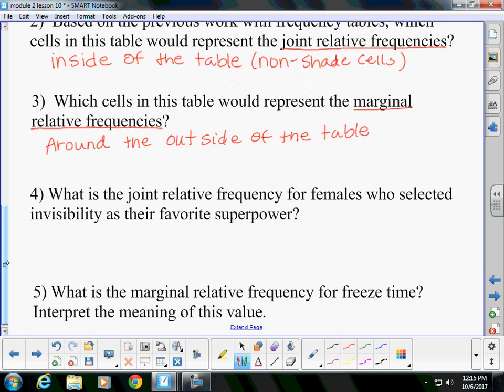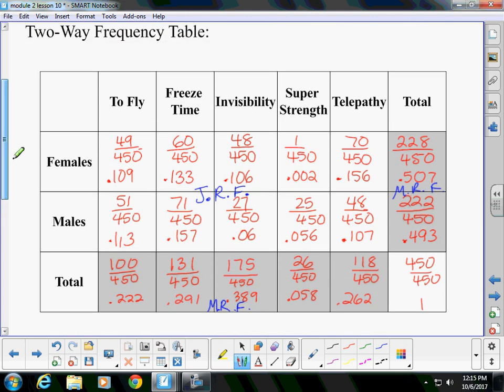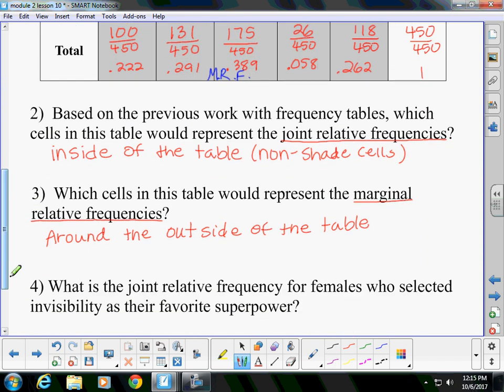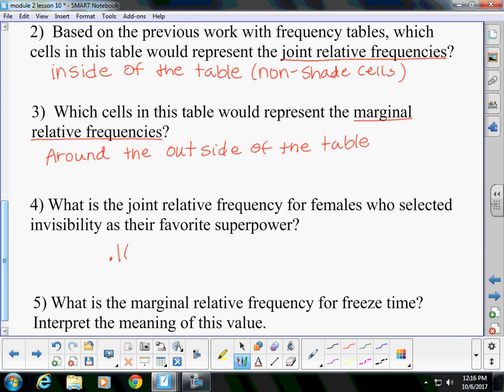What is the joint relative frequency for females who selected invisibility as their favorite superpower? Females who selected invisibility is 0.106. They mentioned percentage earlier. To figure out the percentage, you either multiply it by 100 or just move the decimal place over 2 places. So in this case, that would be 10.6%. Think about when we talked about probability earlier this year.